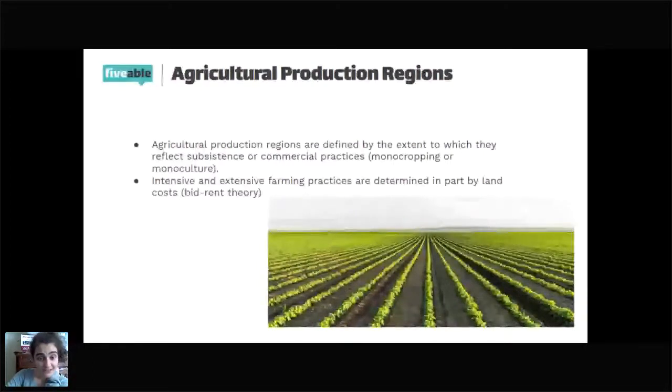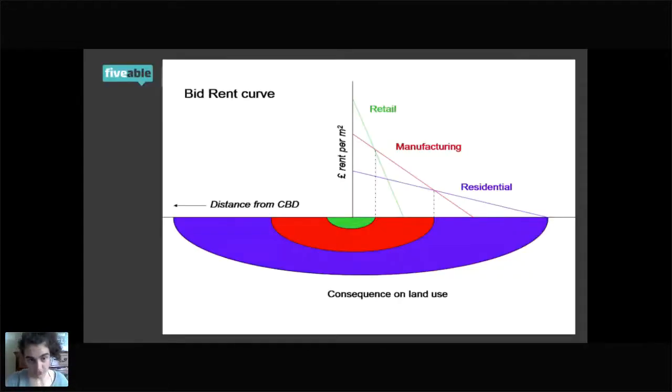Intensive and extensive farming practices are determined in part by land cost. So extensive and intensive farming practices are determined by the cost of the land, and we can see that in the bid rent theory. Are you guys familiar with this theory? I really was not familiar with it last year. Do you know the main concept behind it? Let's see. No. It's okay. We can cover it.